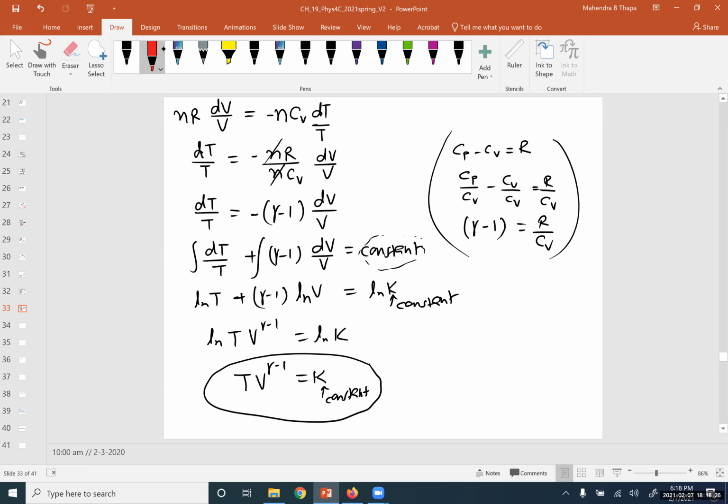This gives the information that if we have initial temperature T1, volume V1, gamma minus 1, the final state is T2, volume V2, and we can write gamma minus 1. So we can keep going like this. We can find the other set of equations based on that.